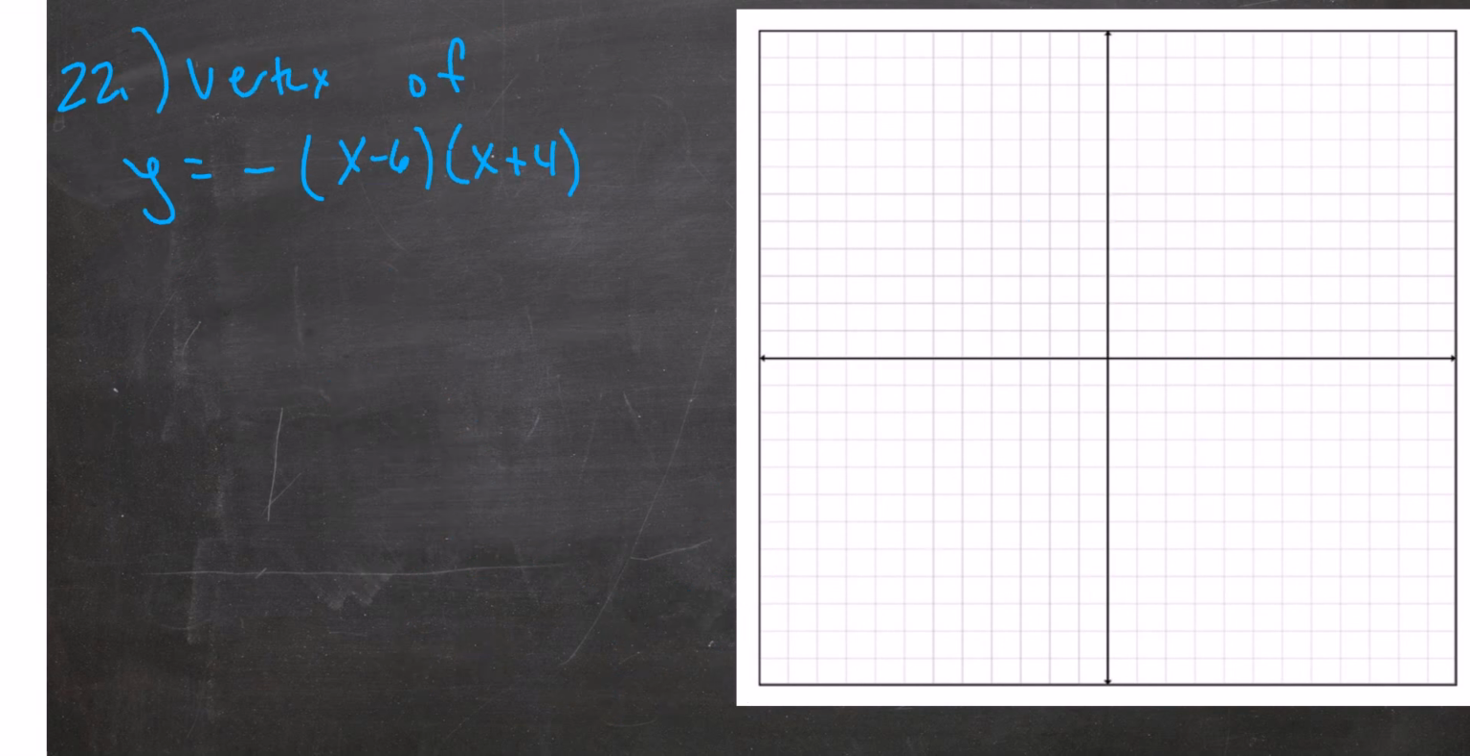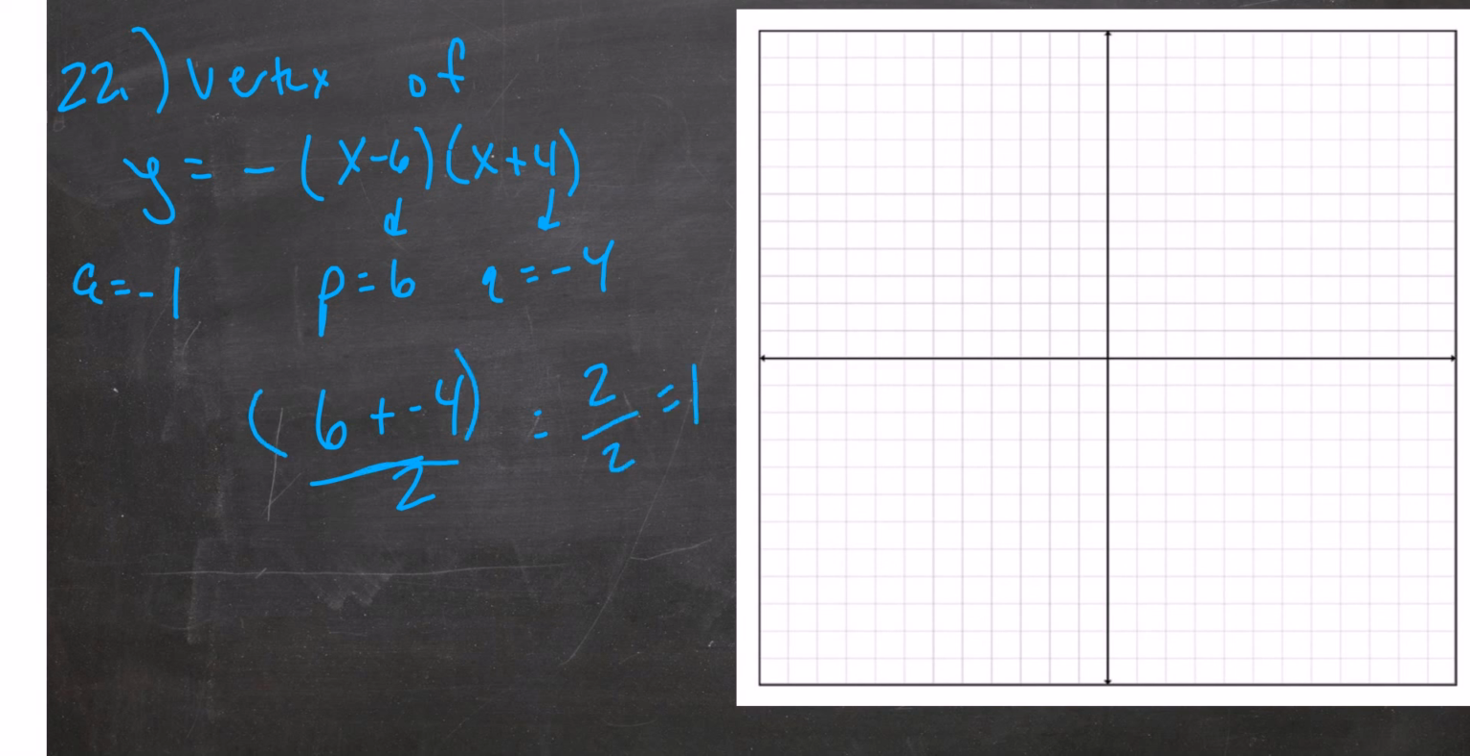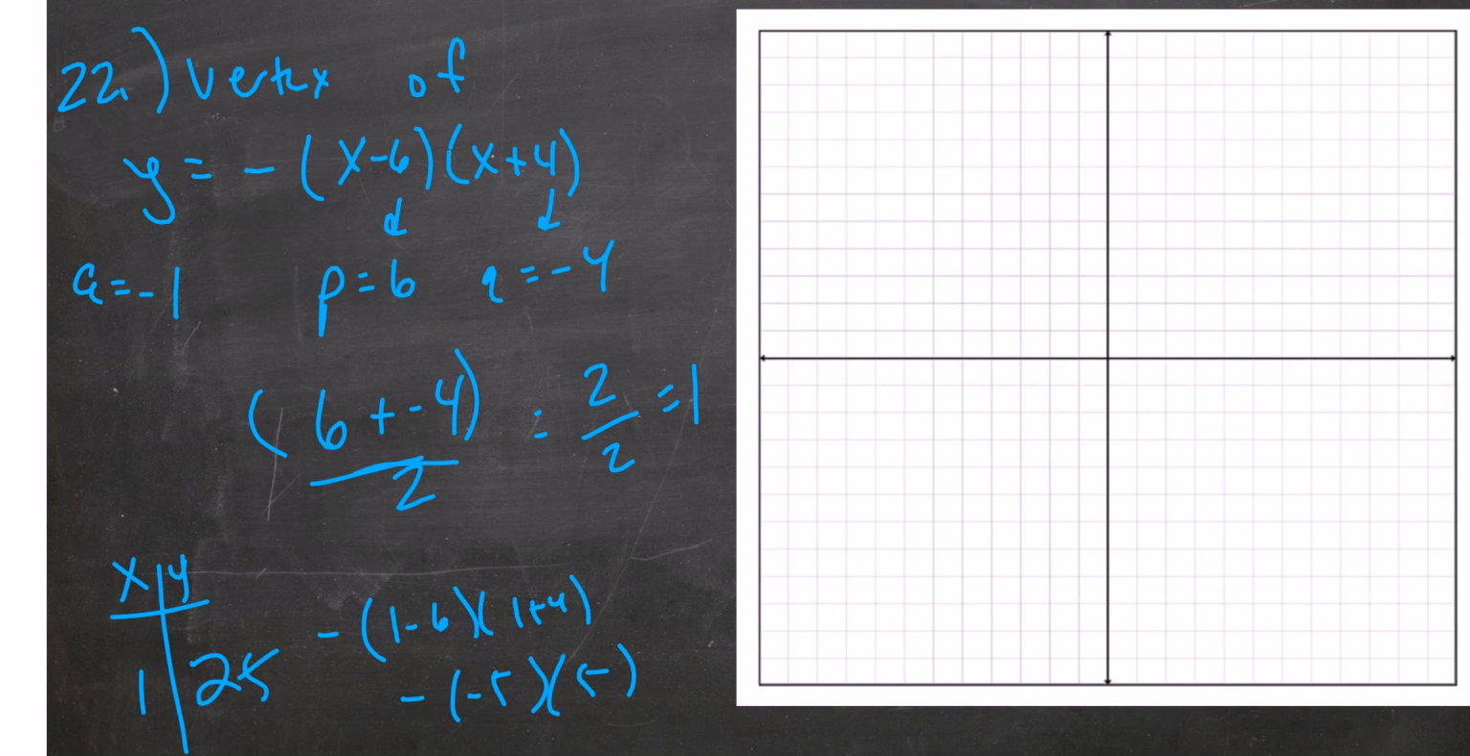Alright, what is the vertex of negative x minus 6 times x plus 4? Remember, A is -1, which just means it's a frowny face, so that's not going to help us here. P is 6, Q is -4. Remember, I changed both those. So I do 6 plus -4 all over 2. I get 2 over 2, because remember I do the top first, which is 1. That's not the vertex, that's the x value of the vertex, so I got to plug 1 in. So I plug 1 in, I say -1 times 1 minus 6, 1 plus 4, I get -5 times +5, I end up with 25. So that's A.